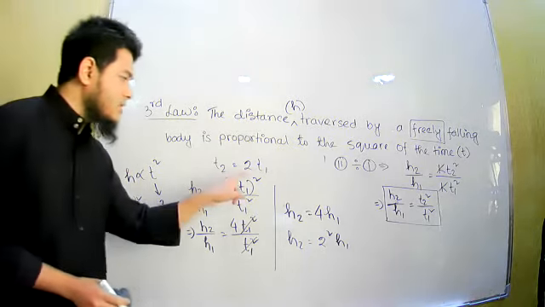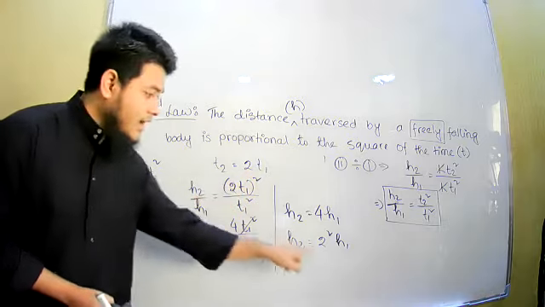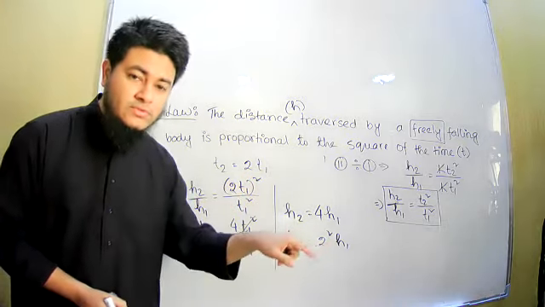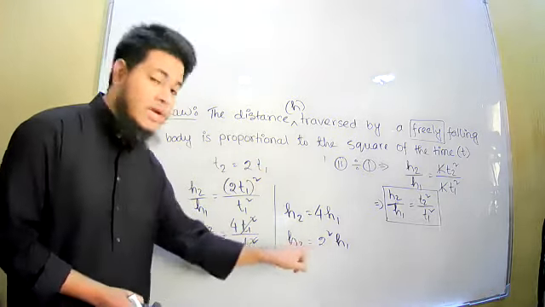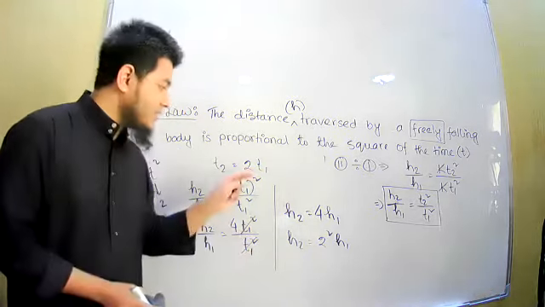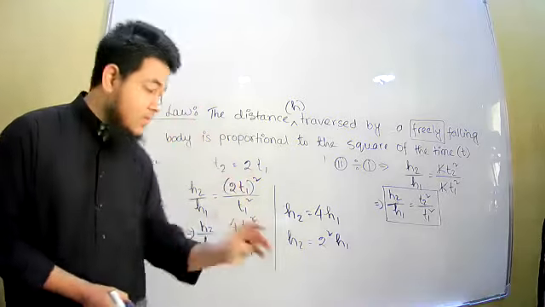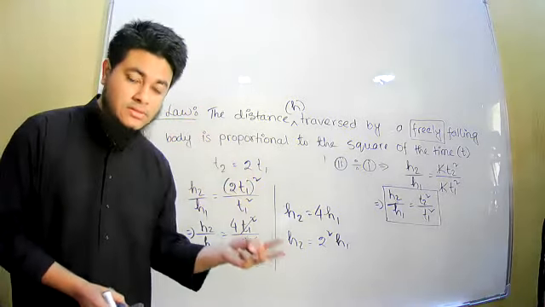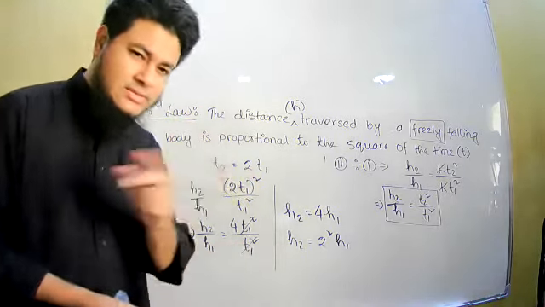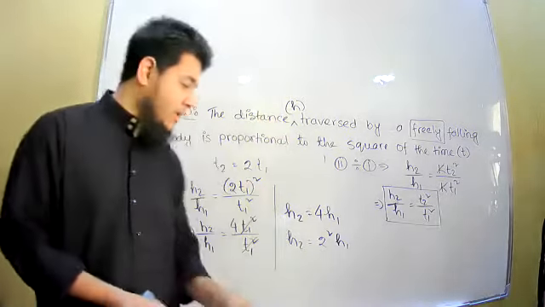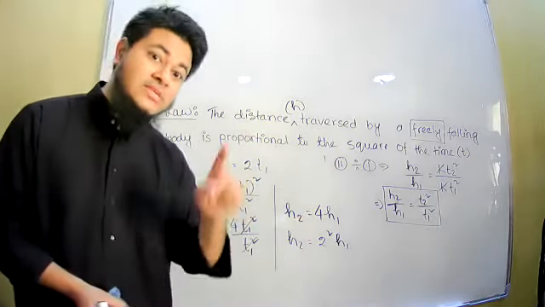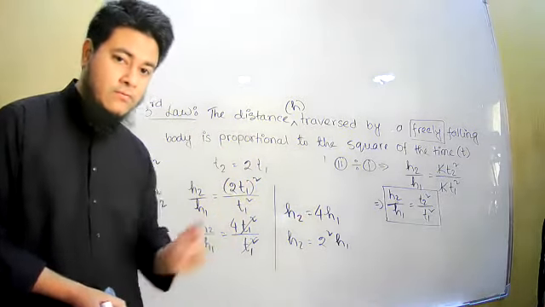That means if I now make the time 3 times, then the height will become 3 square times. 3 square means 3 into 3, that is 9. So the height will become 9 times. If the time becomes 4 times, then this height, or the covered, sorry, I'm saying 16. It doesn't mean actually height, this means the covered distance. So the covered distance will become 16 times because 16 is the square of 4.